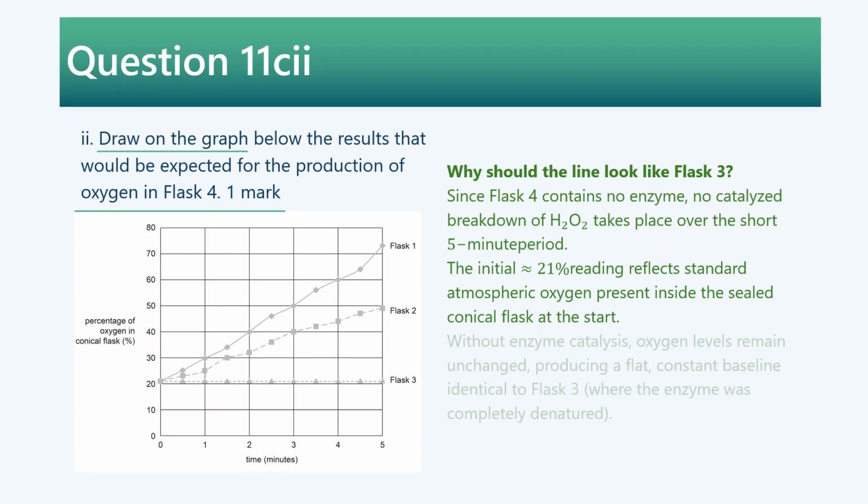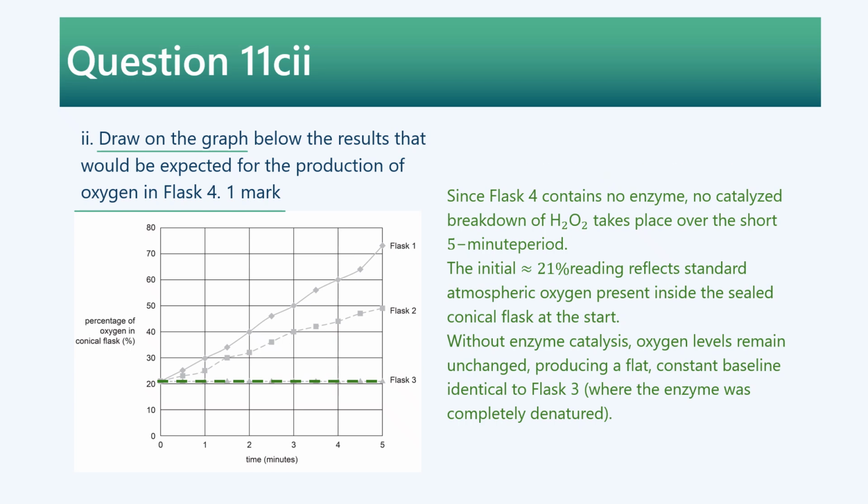The initial almost equal to 21% reading reflects standard atmospheric oxygen present inside the sealed conical flask at the start. Without enzyme catalysis, oxygen levels remain unchanged, producing a flat, constant baseline identical to Flask 3, where the enzyme was completely denatured. Official marking breakdown, and how to draw it.